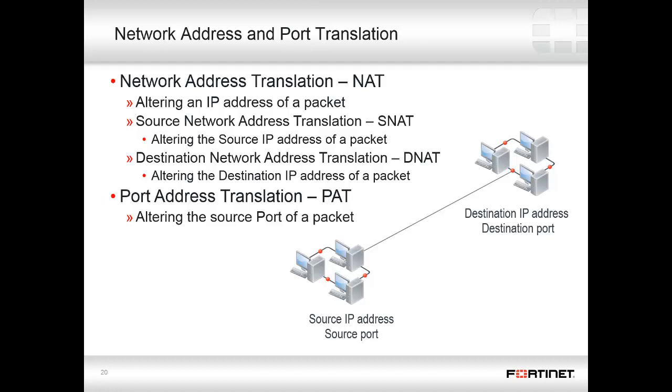There are two subtypes of NAT which are specific, however. There are source NAT and destination NAT, and they are for when you need to be specific about whether you're changing the source or destination IP. There is also port translation, which is similar to the idea of NAT, however, you're only altering the source port of the packet.